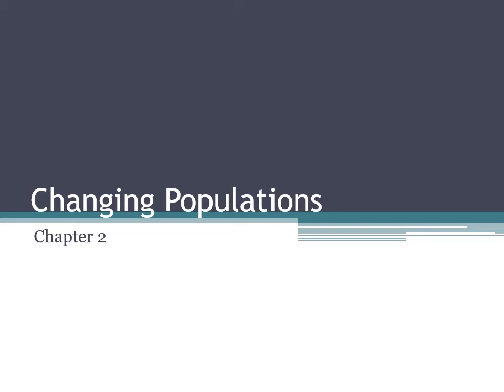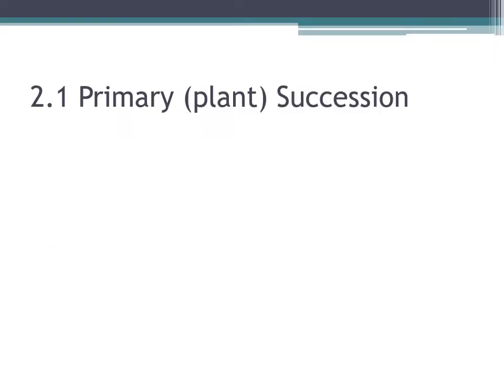Hello, Science 20. This is the Unit D, Chapter 2 part of the notes about changing populations. For the first little bit, we're going to be talking about just how populations rise and how we start off with populations. And we're going to start looking at plant succession.